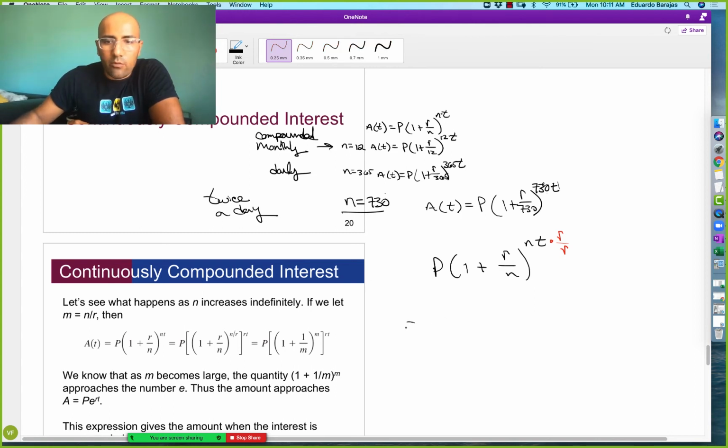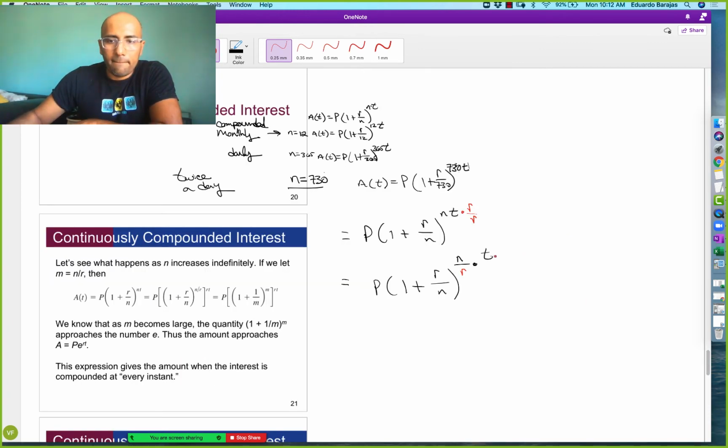And so we can separate this in the following way. We can say that this is equivalent to P times 1 plus r over n to the power of n over r, keeping my r red because my n's and my r's look very similar, so that's n over r times tr. Good, and that's what this is right there.